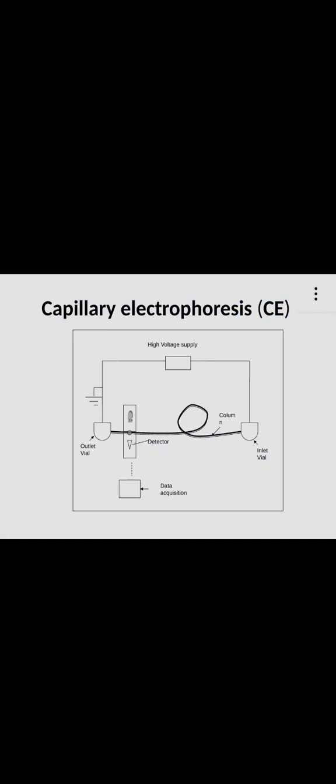Any questions? Okay, if there is no question, then we move on to moving boundary electrophoresis.